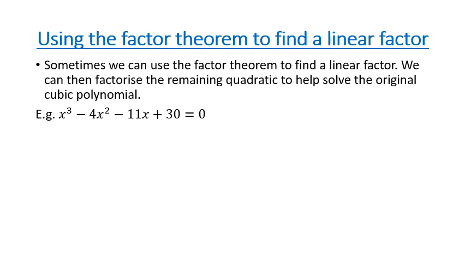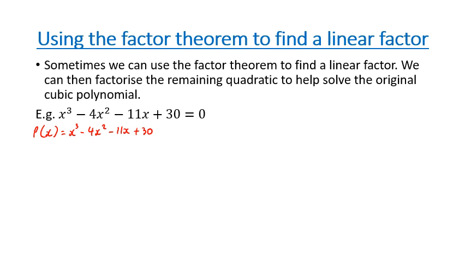So first thing I'm going to do is, through inspection, try to find a number that I can replace with x to get me to equal 0. So let's say I've got my p of x, so my function of x cubed take 4x squared take 11x plus 30.